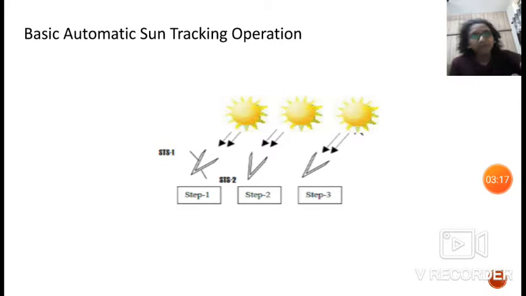So let us know the basic automatic sun tracking system operations. Here in this block diagram, we can see there are 3 steps. The basic functional blocks of this system are sensors, and their operation depends upon the intensity of the light falling on the solar panel. All the sensors send their output to the microcontroller. Then the microcontroller executes the predefined task in its software.